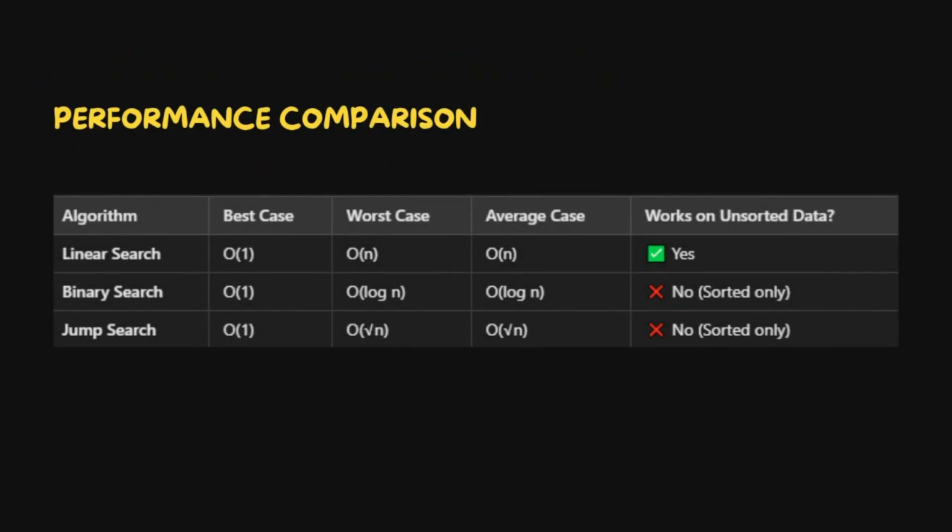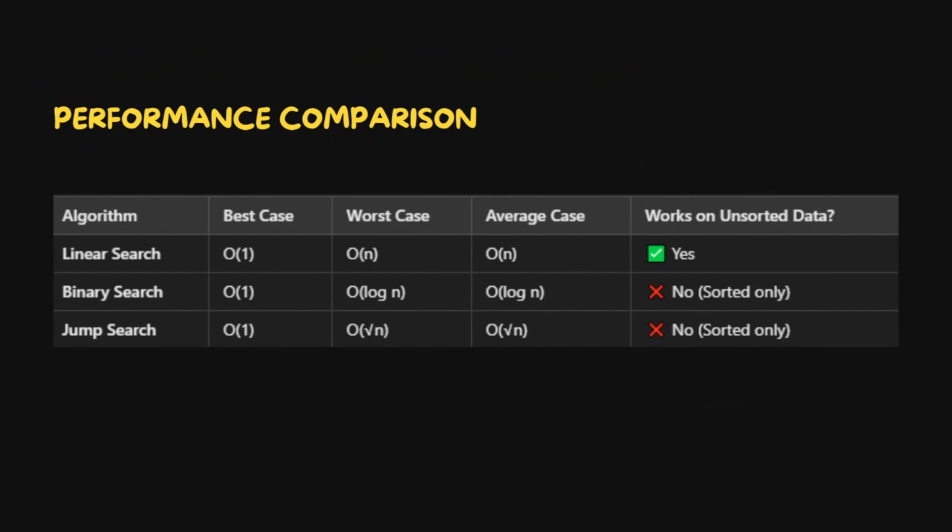This is the performance comparison of linear search, binary search, and jump search. For linear search, the best case is O(1), worst case is O(n), and average case is O(n). It works on sorted as well as unsorted data. Next, binary search: its best case is O(1), worst case is O(log n), average case is O(log n). It works only on sorted data and doesn't work on unsorted data.